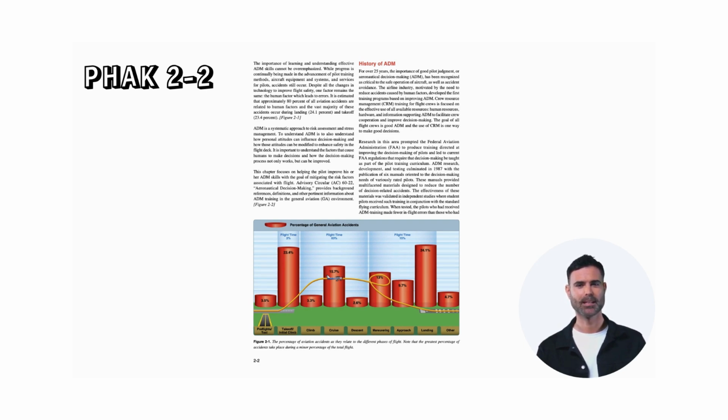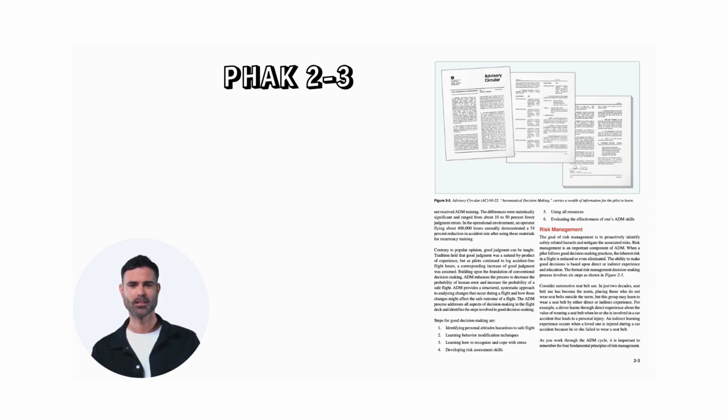ADM research, development, and testing culminated in 1987 with the publication of 6 manuals oriented to the decision-making needs of variously rated pilots. These manuals provided multifaceted materials designed to reduce the number of decision-related accidents. The effectiveness of these materials was validated in independent studies where student pilots received such training in conjunction with the standard flying curriculum. When tested, the pilots who had received ADM training made fewer in-flight errors than those who had not received ADM training. The differences were statistically significant and ranged from about 10 to 50% fewer judgment errors. In the operational environment, an operator flying about 400,000 hours annually demonstrated a 54% reduction in accident rate after using these materials for recurrency training.